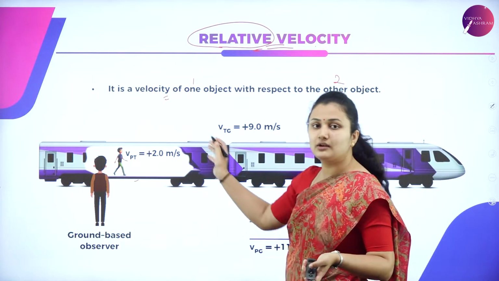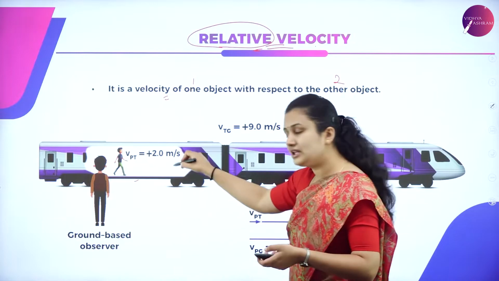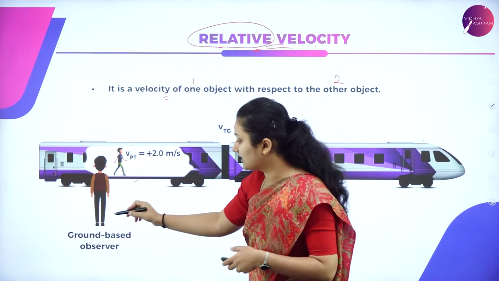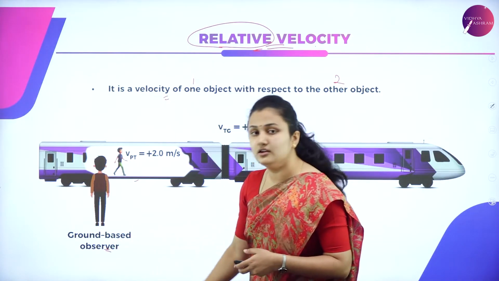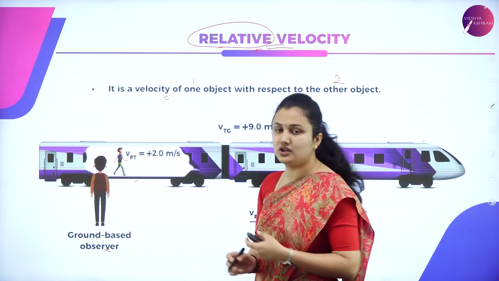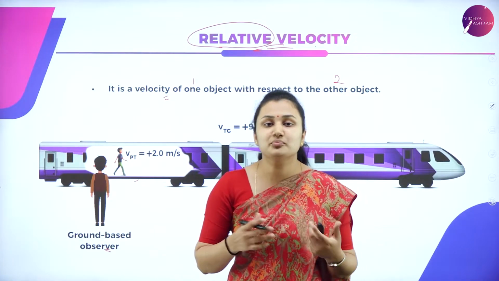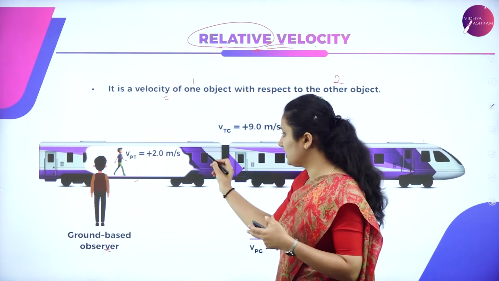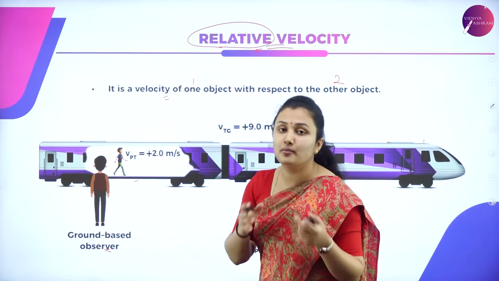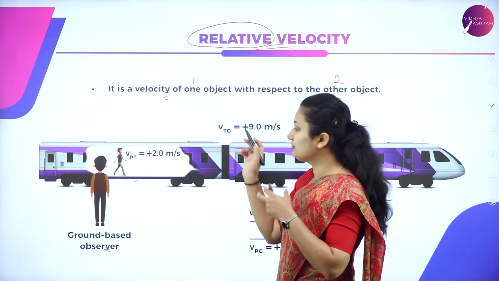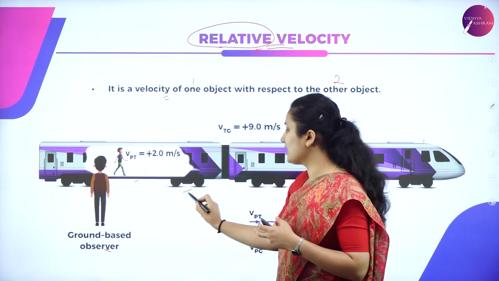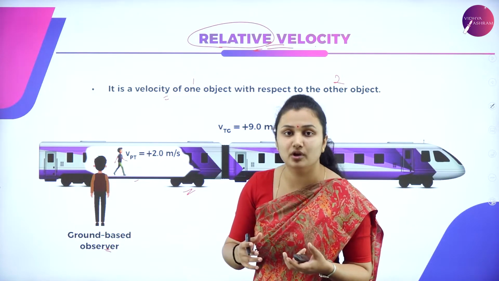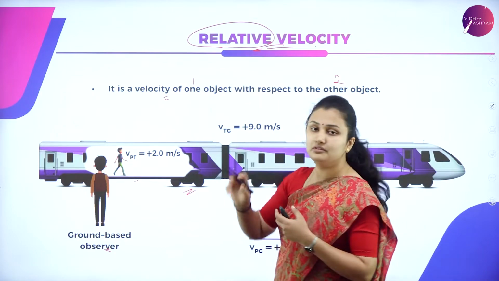What you can understand when you see this image is that a boy is moving inside the train with 9 meters per second, and another boy is standing outside on the ground, that is on the earth. So he is observing the moving train. What is the speed of the train from their frame of reference? We have different frames of reference, train and ground. This example illustrates the concept of relative velocity.